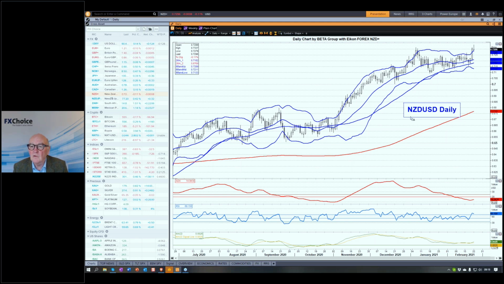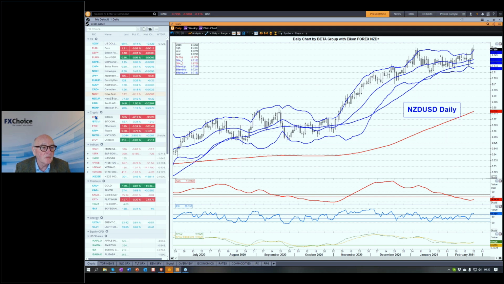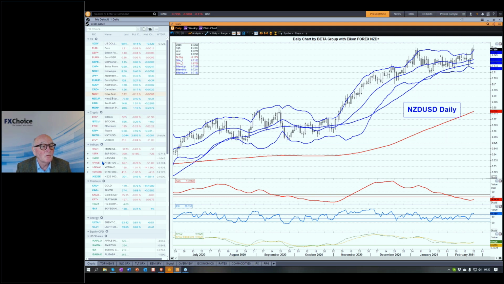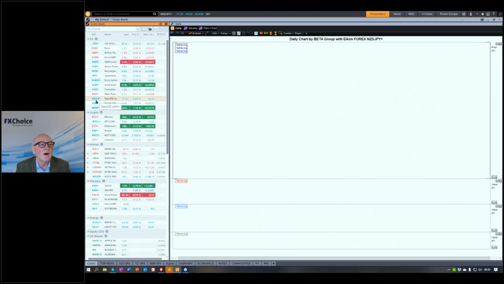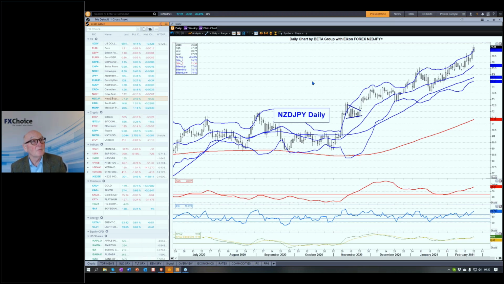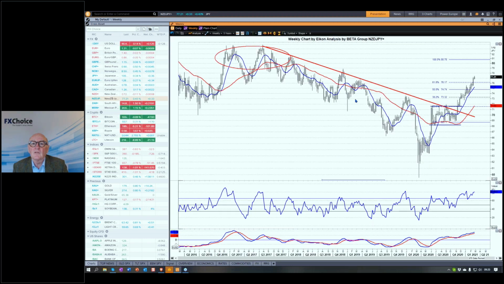New Zealand dollar strength versus the US dollar. Then this brings us to New Zealand dollar, Japanese yen, which is one of my favorite charts, really because you remember the Japanese yen was right over on the left hand side of the RRG chart, and so this is one of the best things to pair off, even better perhaps than the dollar itself. And so here we've got the New Zealand dollar, Japanese yen. Let's look at the weekly first. Look at this, it's fantastic.